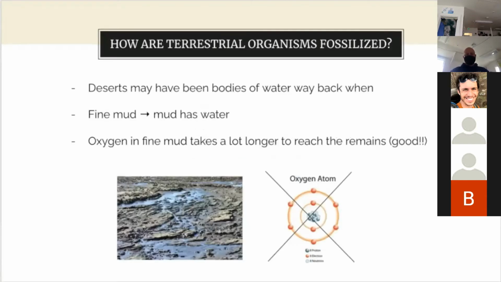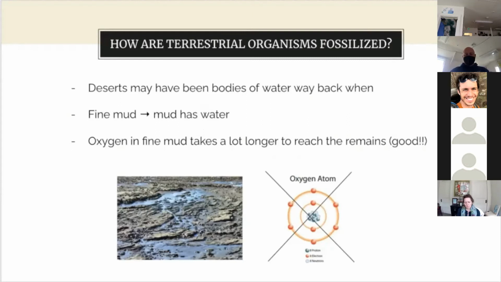Now, you may be asking yourself, how are terrestrial animals and insects fossilized if there's no water? What are fossils doing in the deserts? Deserts may have actually been bodies of water millions of years ago. Fun fact, most of the Midwest of the United States was an ocean. If there wasn't water in the form of a body of water, there was water in the ground.